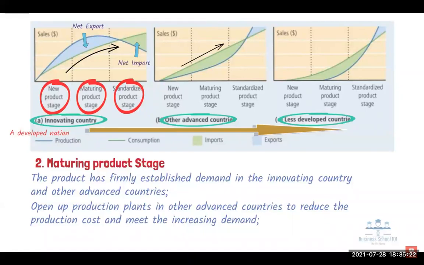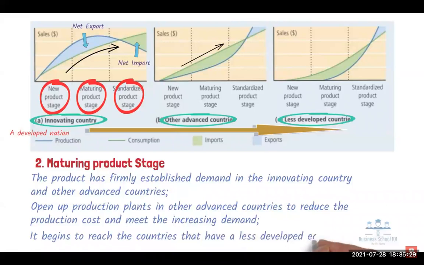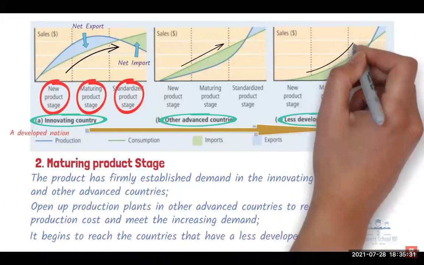Local competition to offer alternatives starts to form. As the product becomes more matured and affordable, it begins to reach the countries that have a less developed economy, and demand from those nations starts to grow.